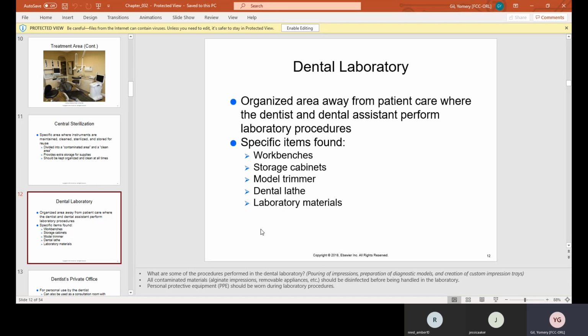The dental lathe, which is used to polish stuff, and dental laboratory materials.